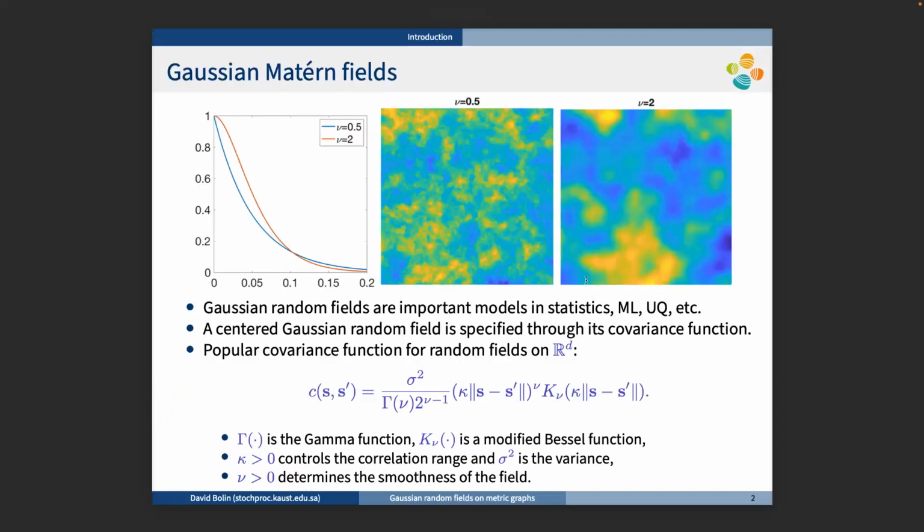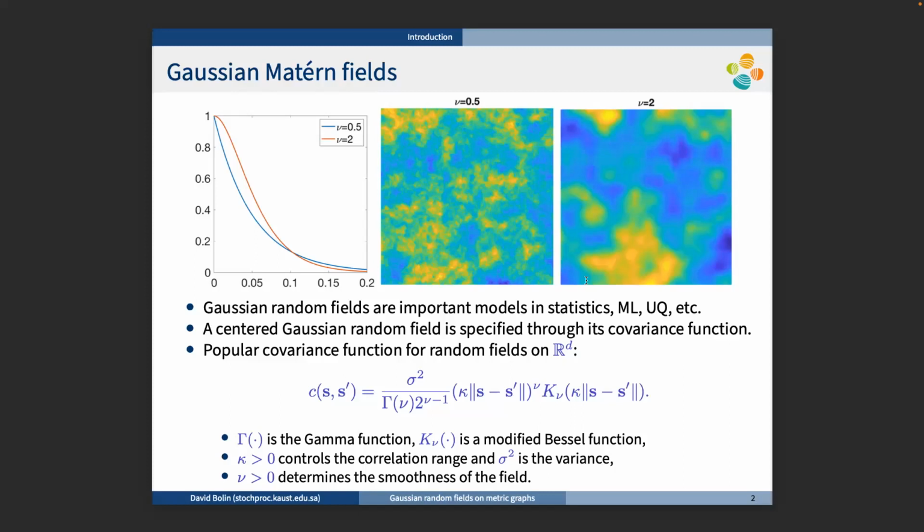Right, so I guess most here are familiar with Gaussian processes and Gaussian random fields. These are really important models in a number of areas, including statistics, machine learning, UQ, and others. Maybe one of the go-to models in all of these fields, when you want to do Gaussian process regression or use a Gaussian process somewhere, you have to specify a model for it, and the standard thing is to first try with one of these Gaussian Matern fields.